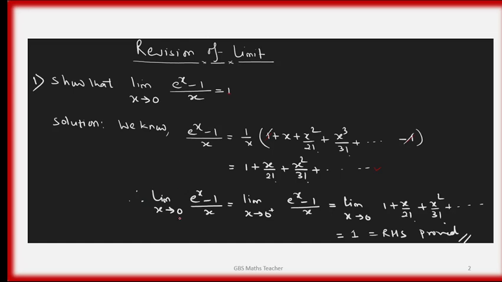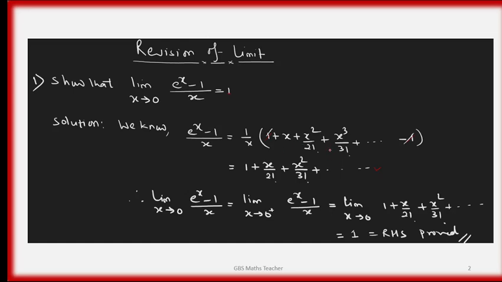Then limit x tends to 0, (e^x - 1)/x equals limit x tends to 0 of 1 plus x by 2 factorial plus x square by 3 factorial, and dot dot dot. If x is 0, 0 by 2 factorial is 0, 0 square by 3 factorial is 0, and so on. All other terms having x become 0, so only 1 is the answer. In this way we can solve the limit problem as we have discussed binomial expansion.